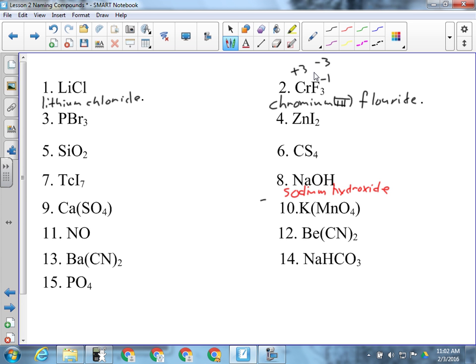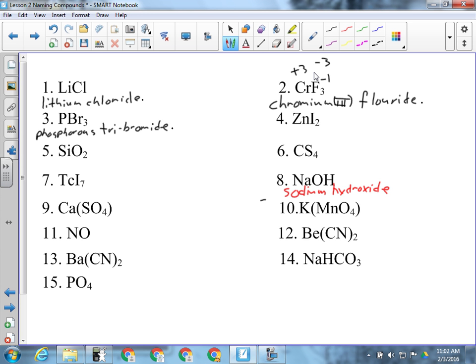Number 3, I've got phosphorus with bromine, ionic or molecular? That's molecular. Both of those are nonmetals. They're both right of the staircase, so this one's going to need prefixes. All right, well, we don't need one for phosphorus because it's only a 1. Okay, so phosphorus tribromide. So that's kind of the thought process you got to go through when you're looking at these. Is it ionic? Is it molecular? Then apply the right set of rules.